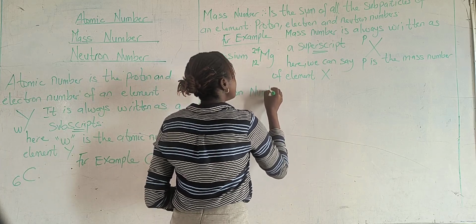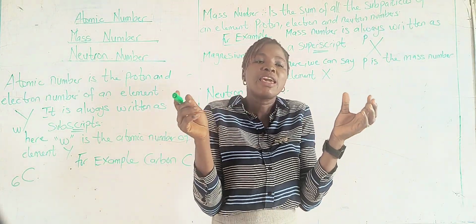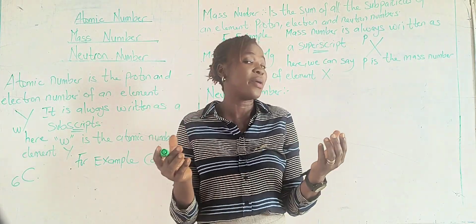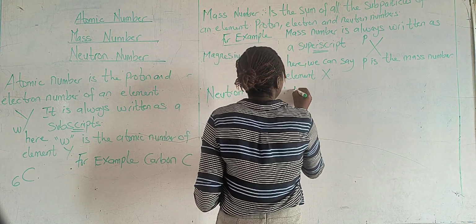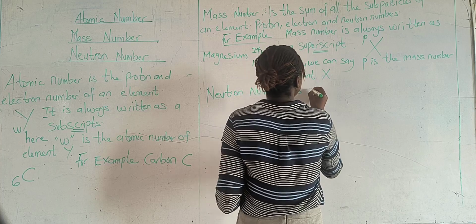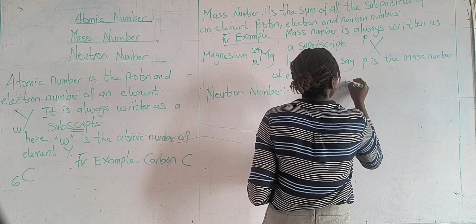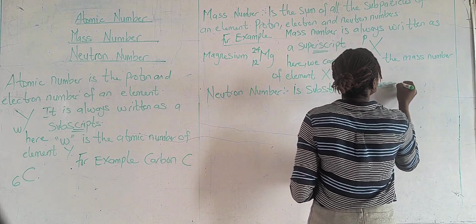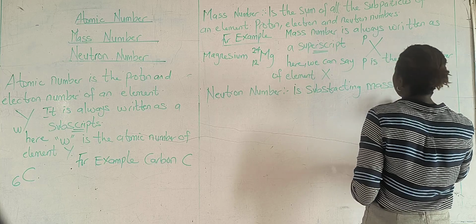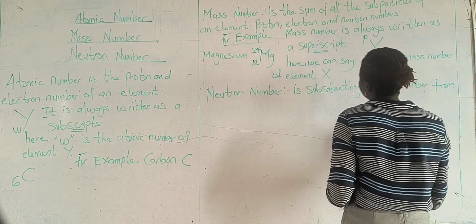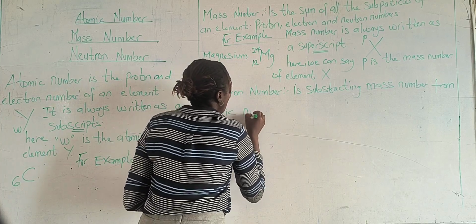Neutron number. Neutron number is when you take away, you subtract the atomic number from the mass number. Neutron number is subtracting the atomic number from the mass number.